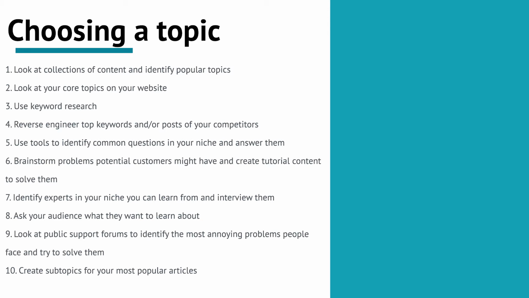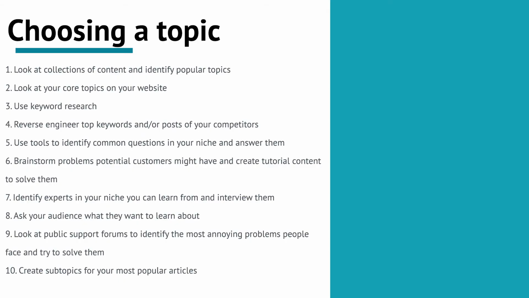The fourth is to reverse engineer top keywords and/or posts of your competitors. So what we can do is have a look on our competitors' websites and see what they've written about on particular blog post topics, and then say to ourselves, okay, well, we could actually use that as a topic ourselves, but we could write it from a different perspective, or you may even have just a different viewpoint in general. And so you can write your own blog post answering that topic in your own way.